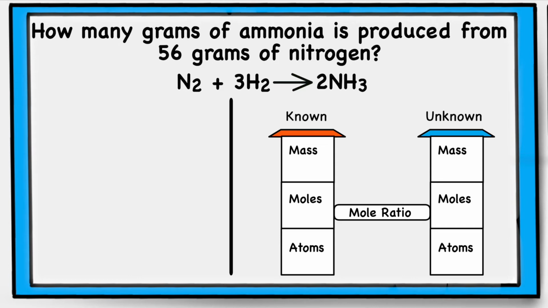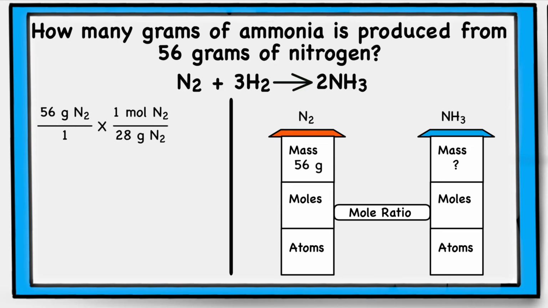This means the building on the left is going to be N2, while the building on our right is going to be our ammonia, or NH3. We're given 56 grams of N2, so let's start by writing that down in our nitrogen building. We're wanting to find the grams of ammonia, so let's put a question mark in the mass portion of the ammonia building. Now we have a starting and ending point. If we are going to follow our building illustration, in order to go from grams to moles, we're going to have to multiply our 56 grams by 1 mole over nitrogen's formula mass, which is 28, because nitrogen's diatomic.